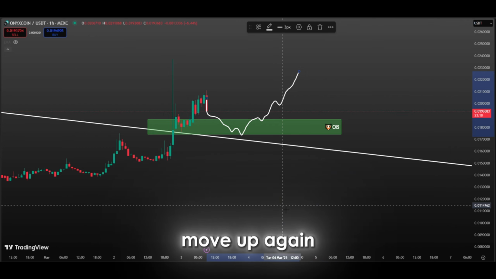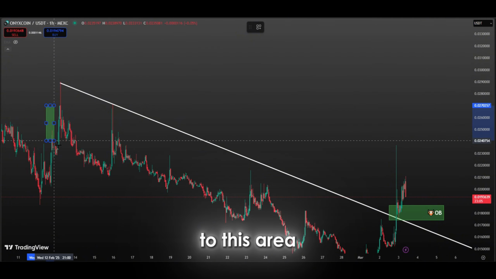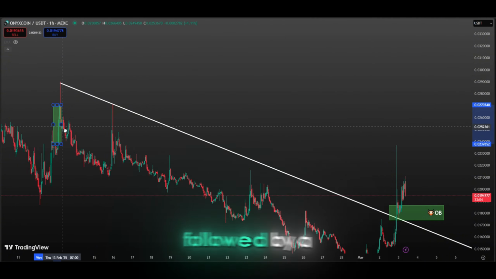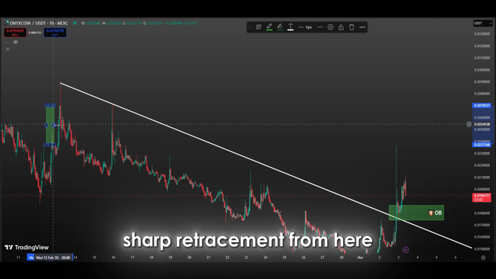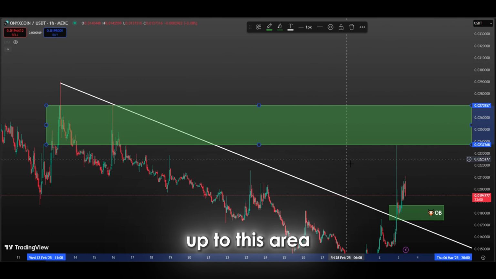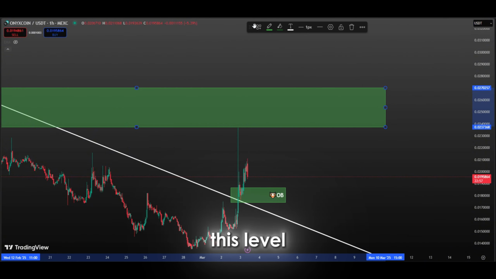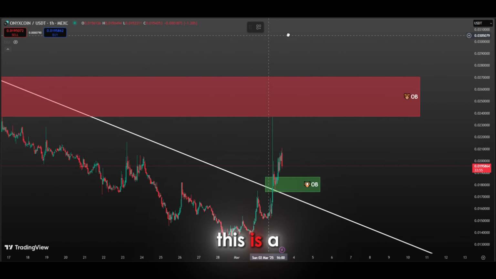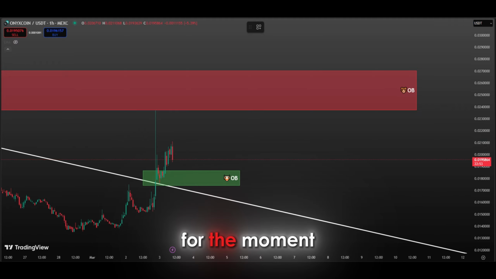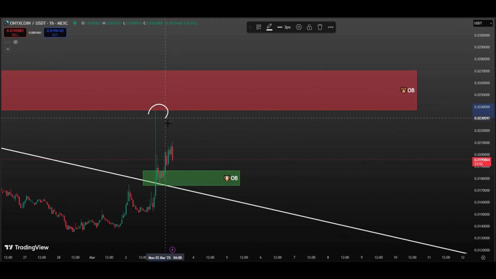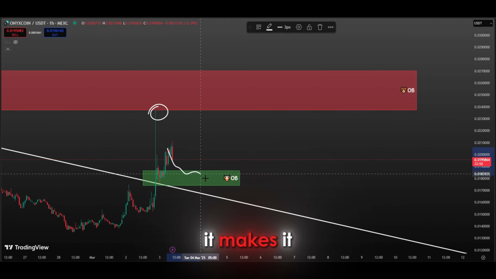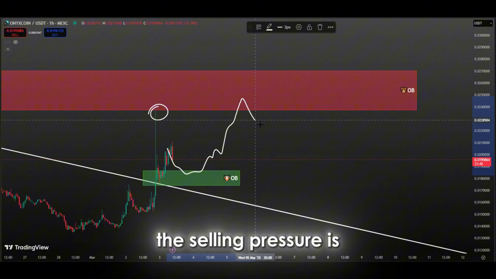There's an important bearish order block to watch out for on the upper side, and the price last rallied up to this area and left a wick, followed by a sharp retracement from here. The fact that the price rallied up to this area and left a wick suggests that sellers stepped in at this level and pulled the price down. This is a sign that buyers are not strong enough for the moment or sellers are still dominant. Especially when the wick is long, it makes it clearer how strong the selling pressure is.